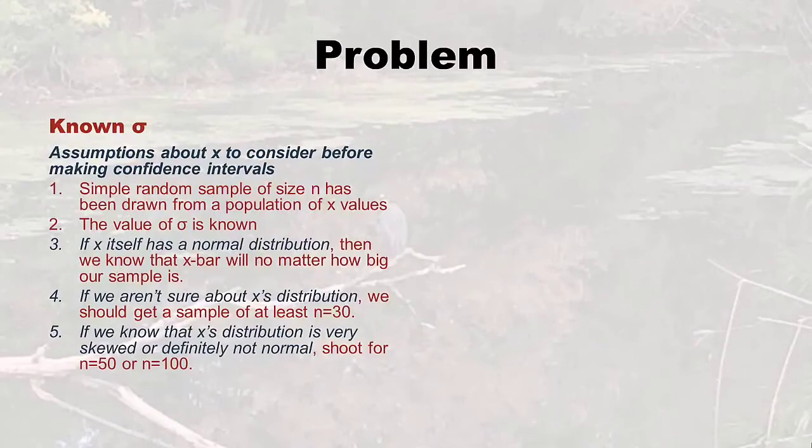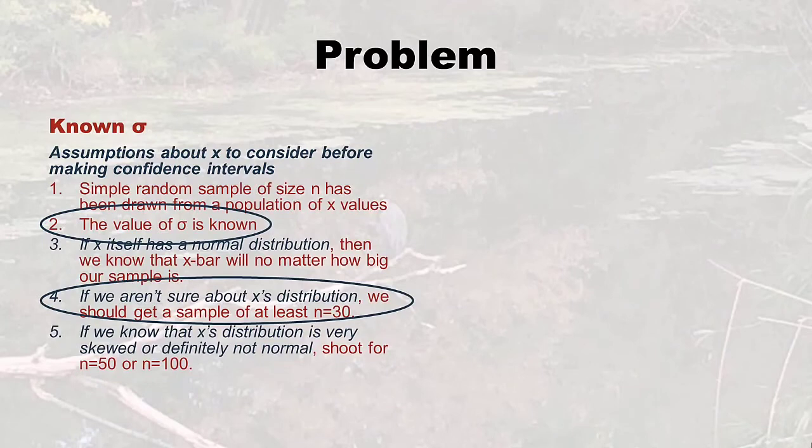But first, I just want to go and set the stage for this political issue. Remember back in the last lecture, when you know the population standard deviation, you also have to consider some assumptions about X before you make your confidence intervals, okay? And these are the ones up here. This was from the last lecture, but I want to call your attention to two things. One is obviously you have to know the population standard deviation. That's one of the things you have to really have before you use that Z table.